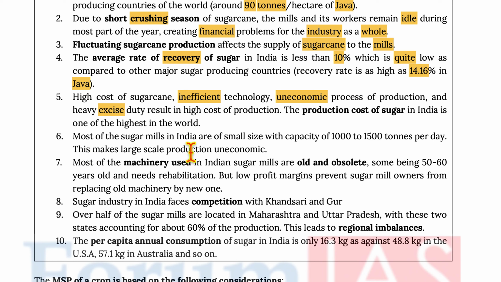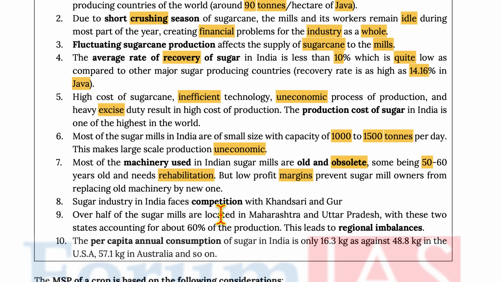Most of the sugar mills in India are small size with capacity of 1,000 to 1,500 tons per day. This makes large scale production uneconomical. Most of the machinery used in Indian sugar mills are old and obsolete, some being 50 to 60 years old and needs rehabilitation. But low profit margins prevent sugar mill owners from replacing old machineries by new ones.